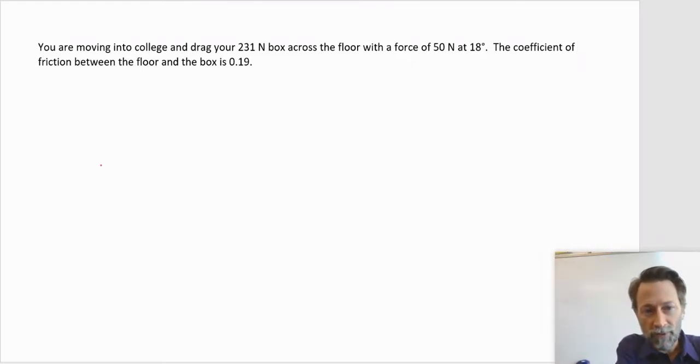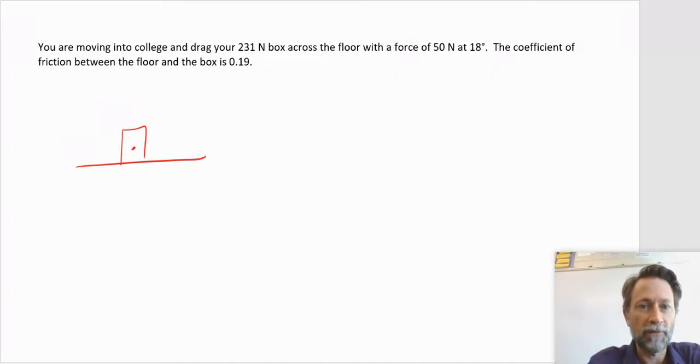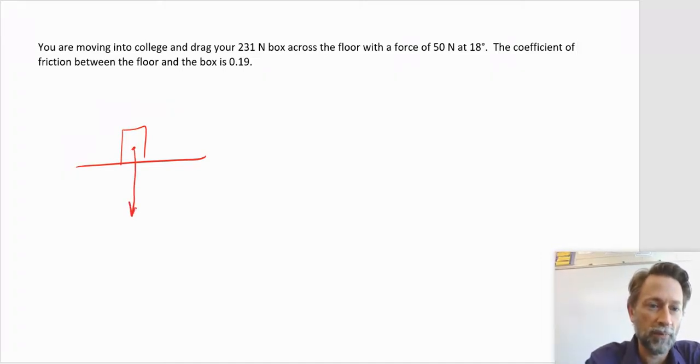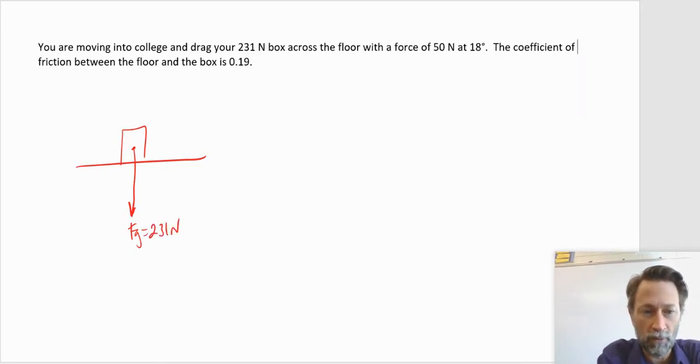So if I draw my force diagram here, I have my box, and the box has a certain weight, which I'm going to pull down here. So the force of gravity is 231 newtons. Remember that from the weight, I also always have to know the mass. And in order to find the mass, I'm going to divide the 231 by 9.8. And that is going to give me a mass of 23.6 kilograms.